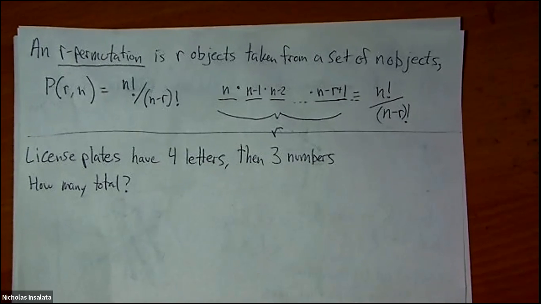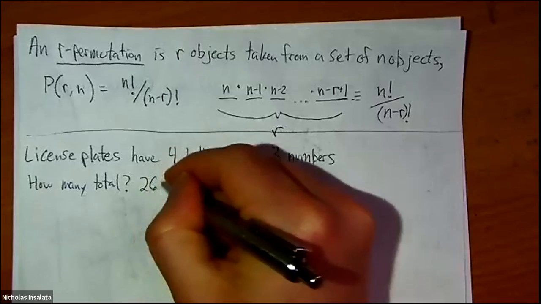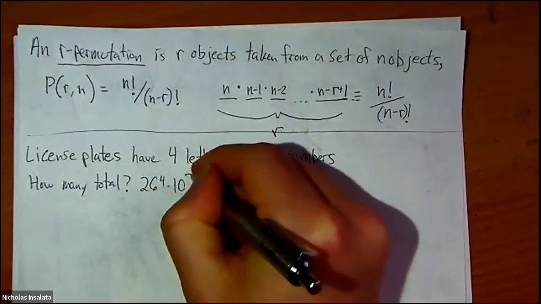All right. Not quite, David. That would be without repeats. So we're actually going to do that one in just a second. But if you do allow there to be repeated letters and numbers, then Haruka, you would be right. 26 to the fourth times 10 cubed.